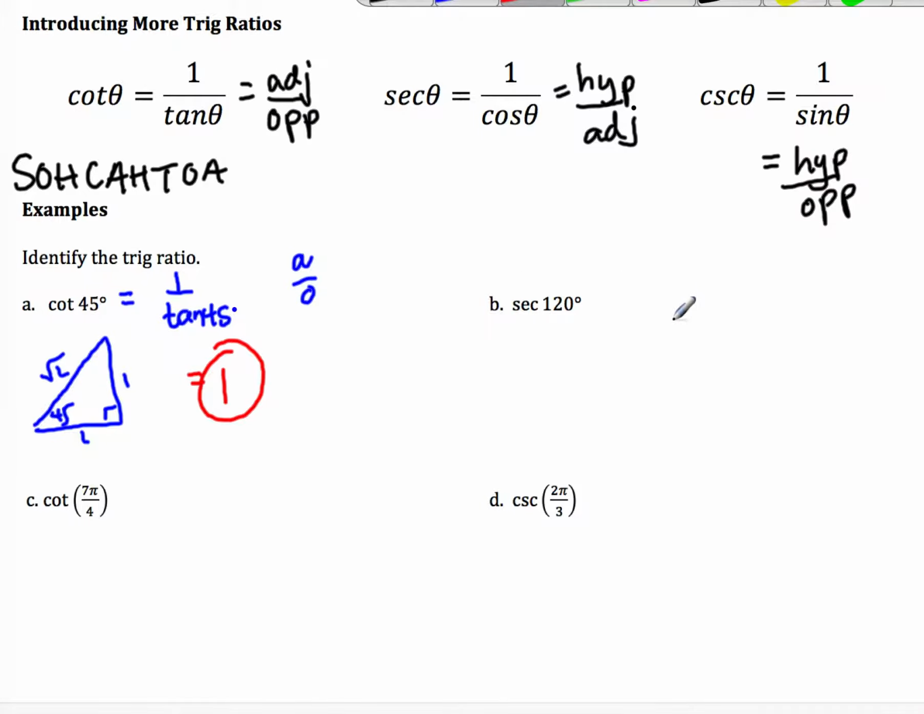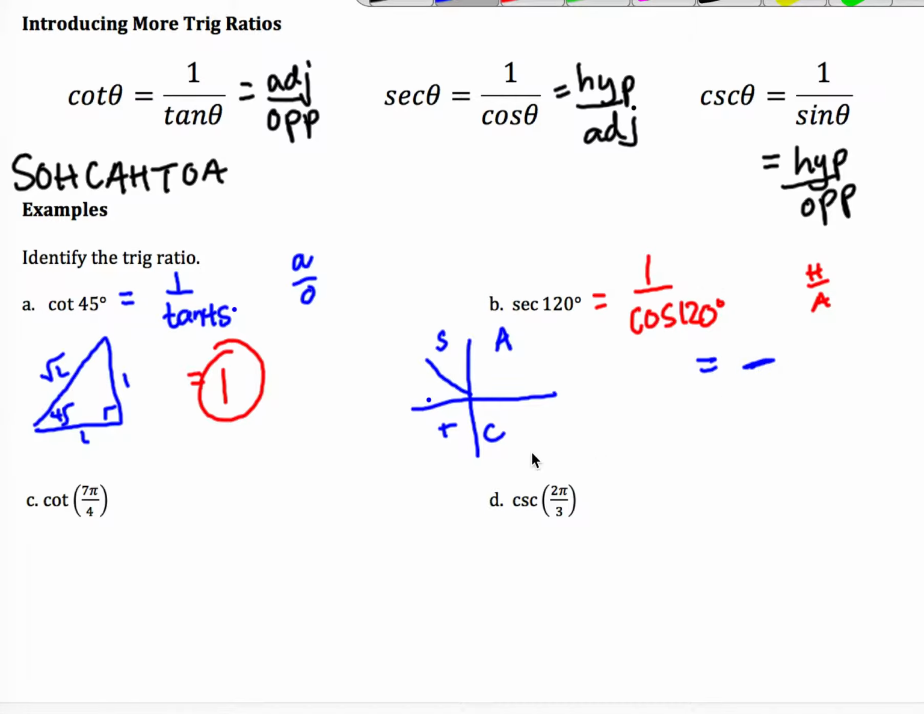Let's move over here to secant of 120. Secant is the same as 1 over cosine of 120 degrees. And if we'd like, we can think about that as being our hypotenuse over our adjacent. But because we don't have one of our special triangle angles, we need to talk about location. So the location of 120 degrees is here, and this is where we use All Students Take Calculus. Since we're looking at the cosine, we know that our x value is going to be a negative solution. So this answer is going to be negative.